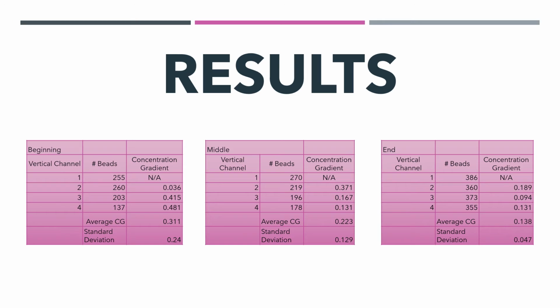At the beginning screenshot, the average concentration gradient was 0.311 with a relatively large standard deviation of 0.24. This deviation could likely be attributable to the quick flow of beads, as the screenshot was taken shortly after the beads were dropped in. The middle average concentration gradient was 0.233, and the standard deviation was 0.129. The final end screenshot had an average concentration gradient of 0.138 and a relatively small standard deviation of 0.047.